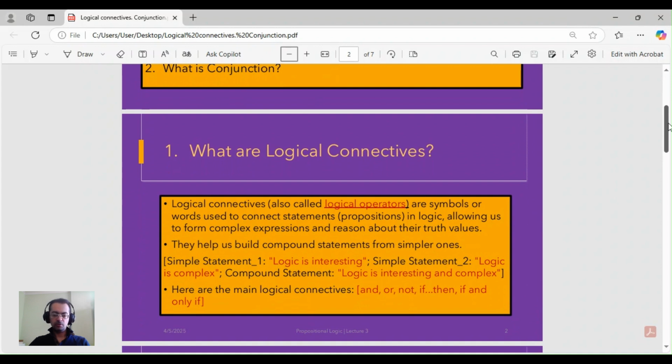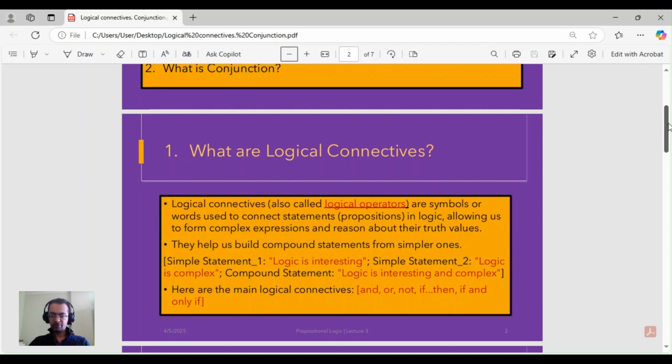For example, we can take two simple statements. The first simple statement is logic is interesting. The second simple statement, logic is complex. And we can combine these two simple statements and design our compound statement: logic is interesting and complex. Here we have used a logical connective.